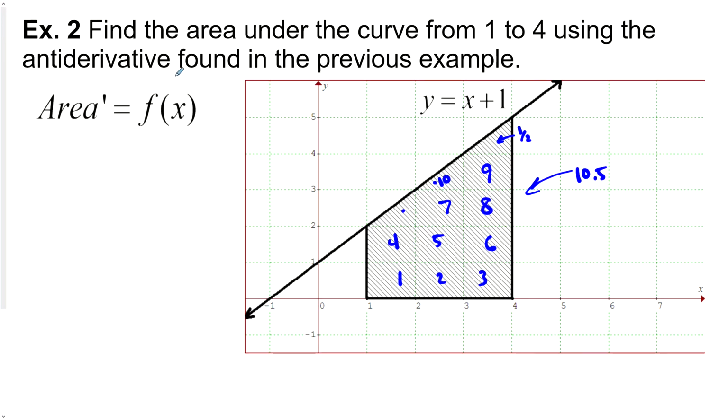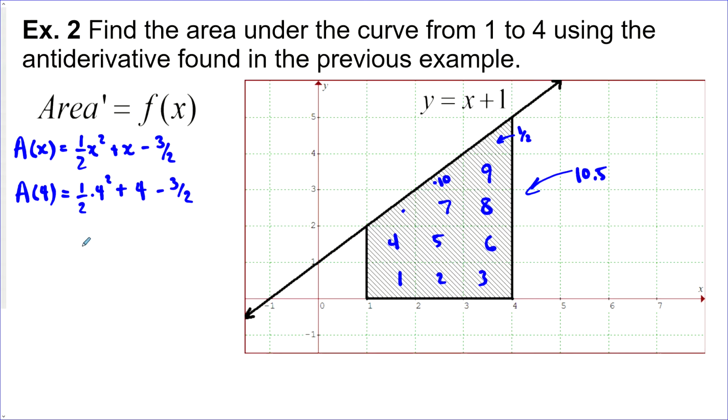Let's use the antiderivative found in the previous example. So we saw that the derivative of our area equation was the function. So we'll just use the antiderivative of that. The area was equal to 1/2 x squared plus x minus 3/2. And we want the area here at 4 as our upper bound, so I'll put a 4 in here. So 1/2 4 squared plus 4 minus 3/2. And 4 squared is 16, divided by 2 would be 8, plus 4 minus 3/2, or minus 1.5. So 12 minus 1.5 does give us 10.5.